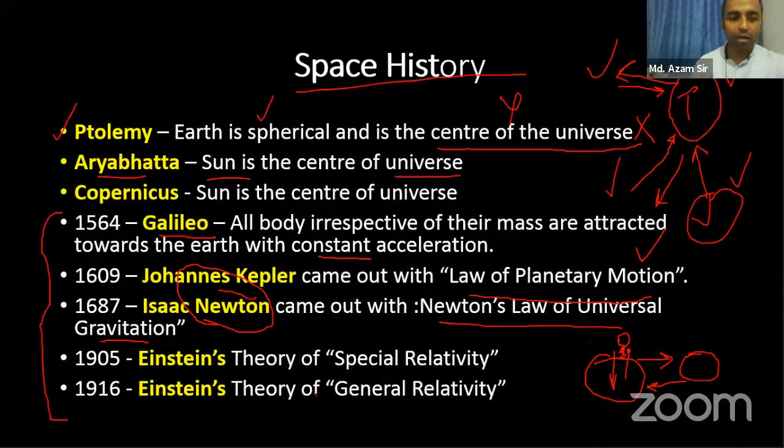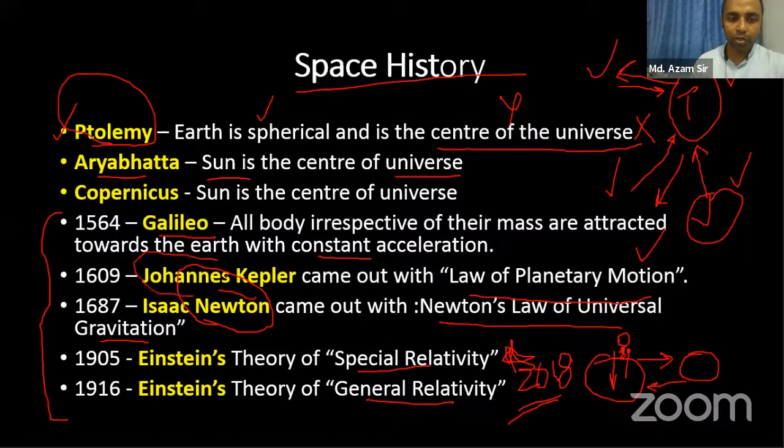Okay. Einstein came out with a very important phenomenon, the special theory of relativity and the general theory of relativity. Actually, this question, the special theory of relativity, was a 2018 question of prelims. Okay. So even if you do not like these scientists, questions have been asked. For example, Ptolemy, there was a question. Johannes Kepler, there was a question. And Einstein's theory of special relativity. This was a very recent question asked in the year 2018 itself.